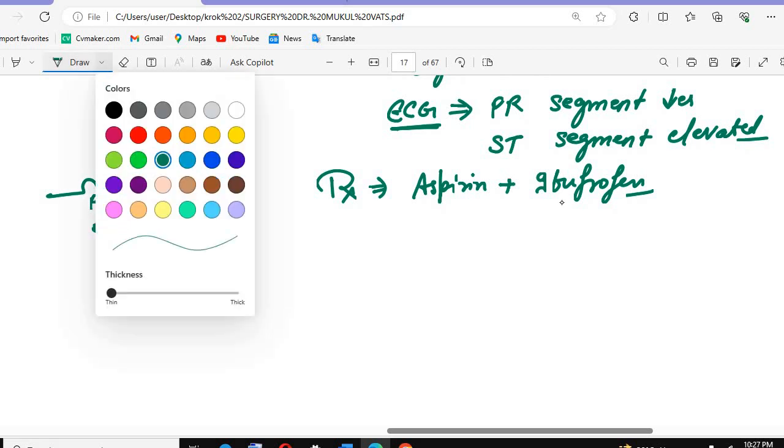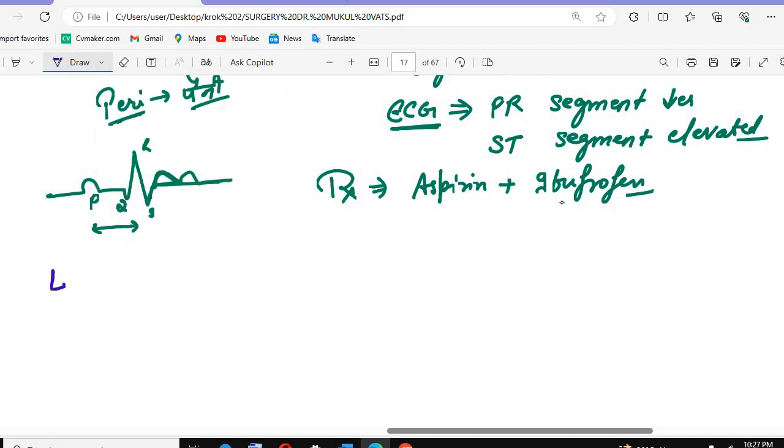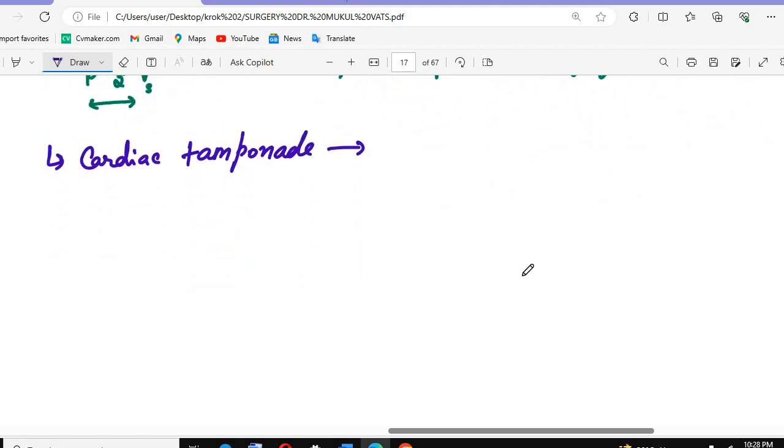After that, there is a similar type of condition, that is cardiac tamponade. In cardiac tamponade, remember, it is similar to tension pneumothorax, because in tension pneumothorax tension is generated, and here a similar thing happens. In cardiac tamponade, we see pericardial effusion.